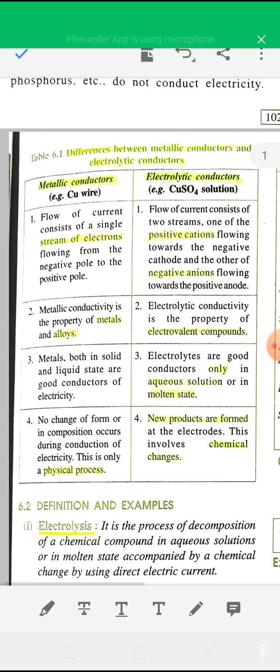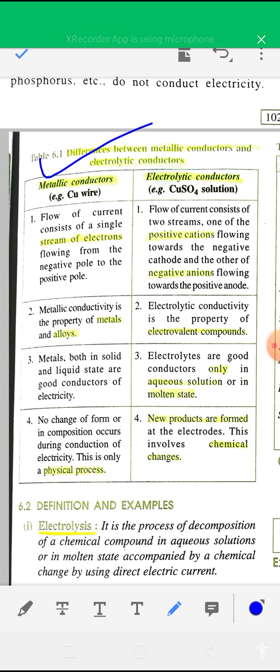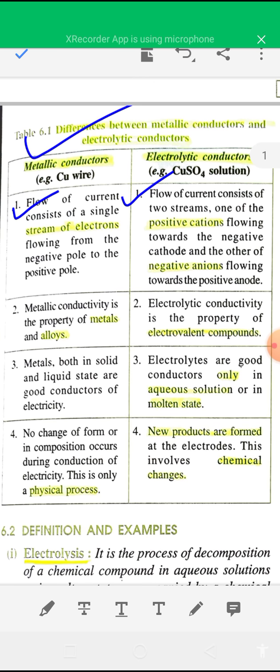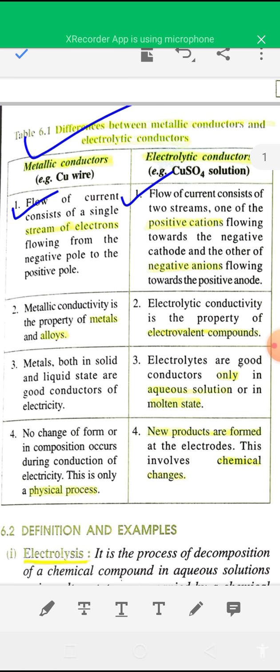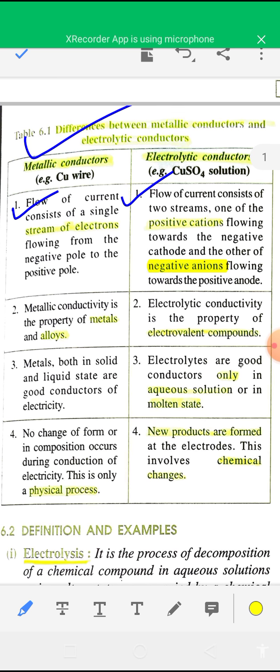So one difference between metallic conductor and electrolytic conductor is given. A metallic conductor can conduct electricity due to the presence of free electrons, but an electrolytic conductor can conduct electricity due to the presence of oppositely charged ions, that is cations and anions. Due to the presence of cations and anions, electrolytic solutions like copper sulfate solution and NaCl solution can conduct electricity.